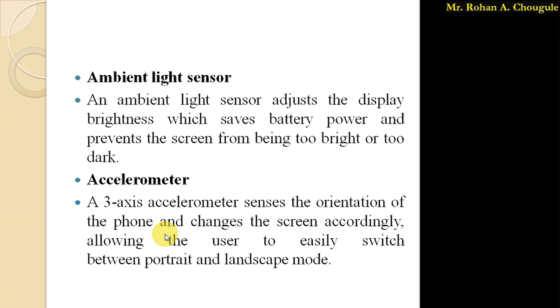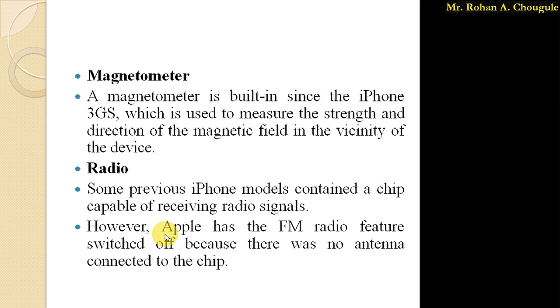As we know, while watching any video or any movie or any video song, we tilt our mobile into landscape mode. So accordingly the screen also changes. This happens due to the accelerometer which is present in the iPhone.